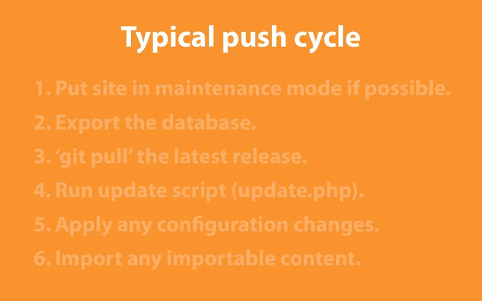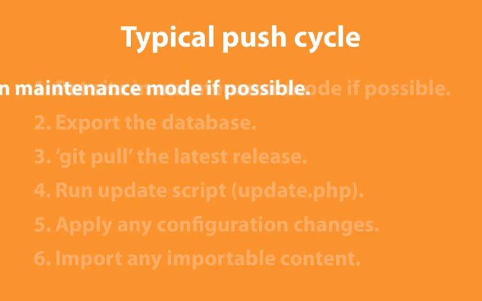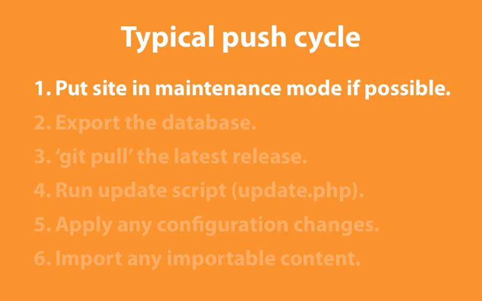Now, just to be clear, a push cycle is when we take any changes that we've made to our development site and we push it to our production site. We make it live. So the first step in this process is putting our site into maintenance mode if possible. What this does is give people who are trying to access the site a message that says that the site is down temporarily because we're doing some maintenance. And that allows us to stop any changes that are made to the database by our users. So for example, people can't add comments, people can't create new user accounts, anything that would impact the database.